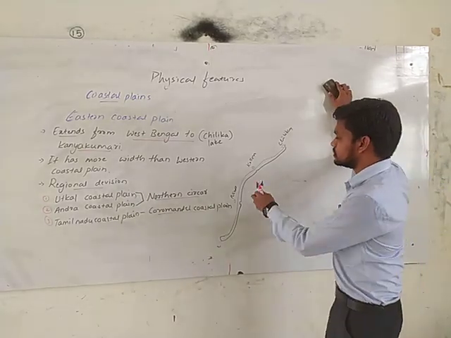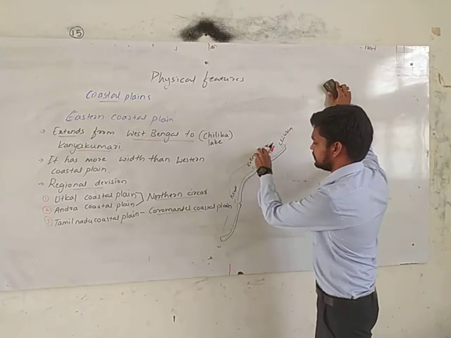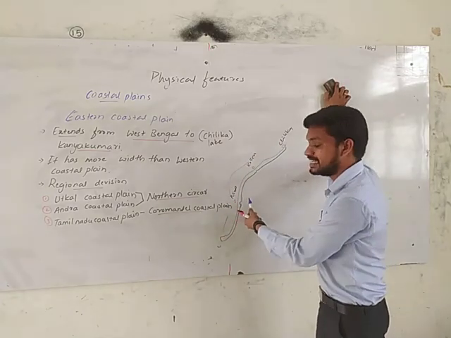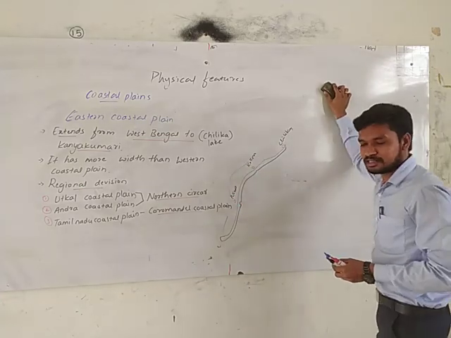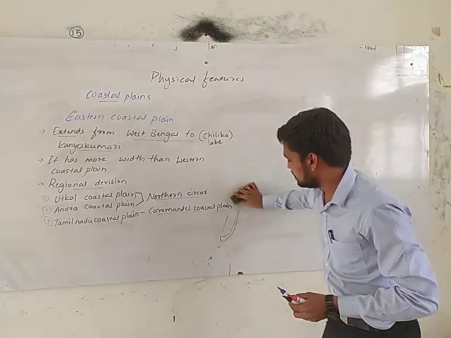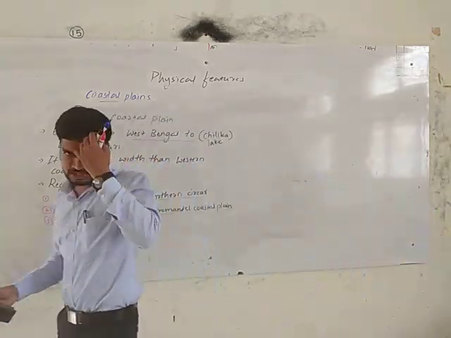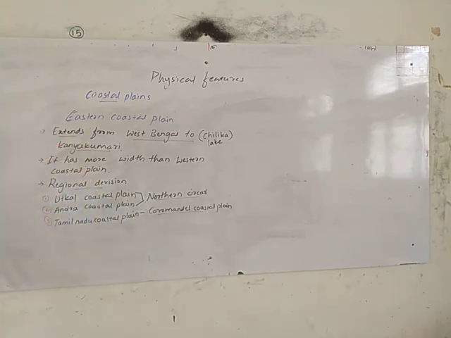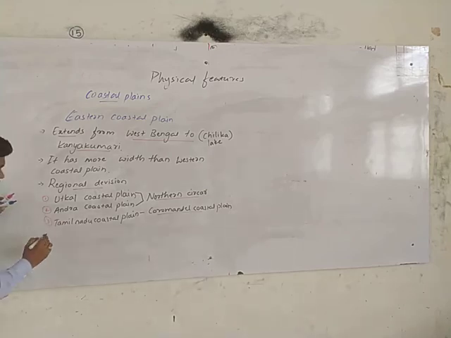So that's about the eastern coastal plain. It has more width, as we discussed, because of the work of rivers. Because of the deltas created by rivers, the width of the coastal plains is extended in the eastern direction. There is no need to discuss the divisions deeply; if you remember, it's enough. Instead of Tamil Nadu coastal plain, you should not write Chennai or anything. You should use the same name.